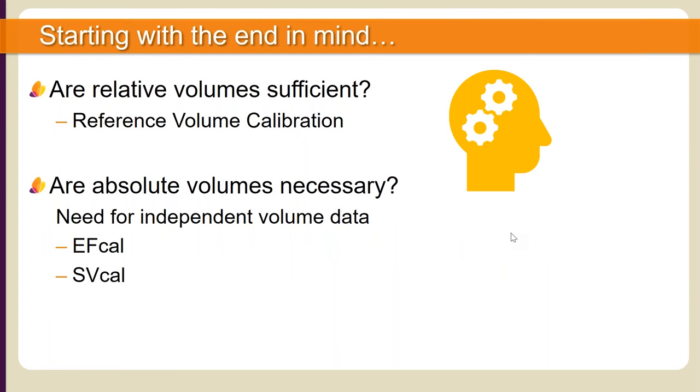It's important to consider which calibration method is most suitable for your study before creating a protocol. If you're interested in relative volume changes observed during baseline and therapy treatment, you can consider performing a volume fit calibration using echo or MRI reference volumes. If your protocol requires absolute volume changes or the need for independent volumes from echo or MRI, you should consider implementing EF-Cal and SV-Cal in your study protocol.